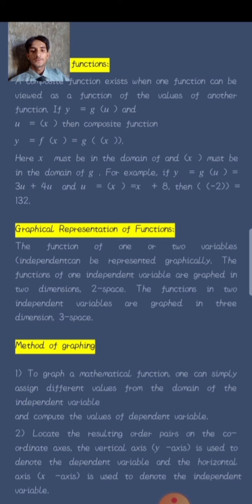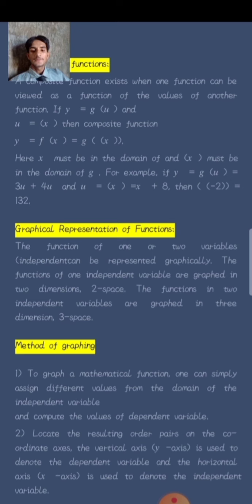Graphical representation of function. The function of one or two independent variables can be represented graphically. The function of one independent variable is graphed in two-dimensional space. The function of two independent variables is graphed in three-dimensional space.